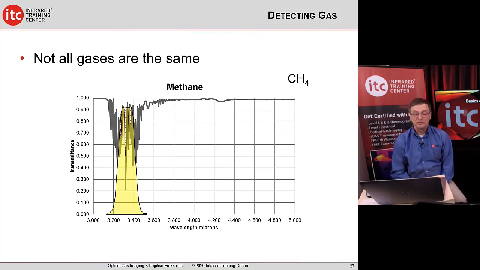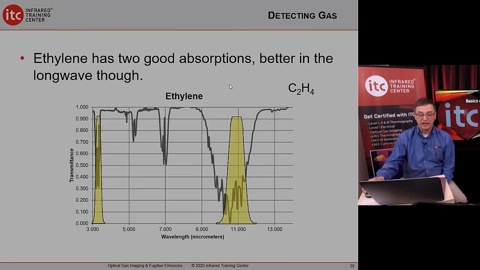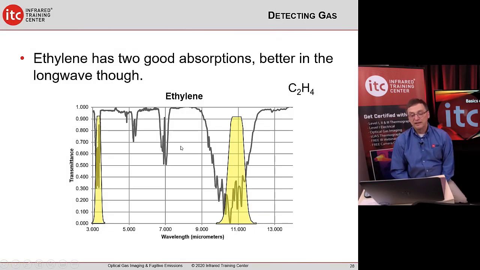But the cameras are so sensitive that we can still see extremely small quantities of methane. And so, even given the issues with very little area here for us, we're very successful at detecting natural gas leaks. And here's another one.